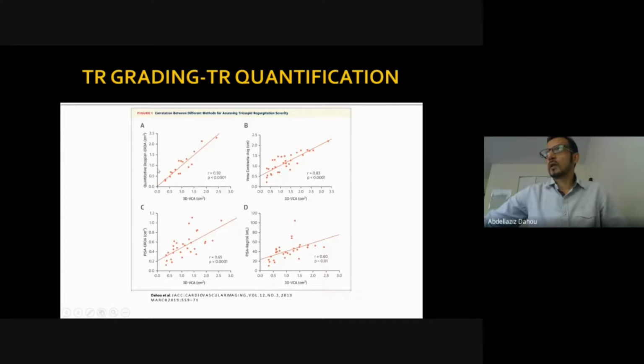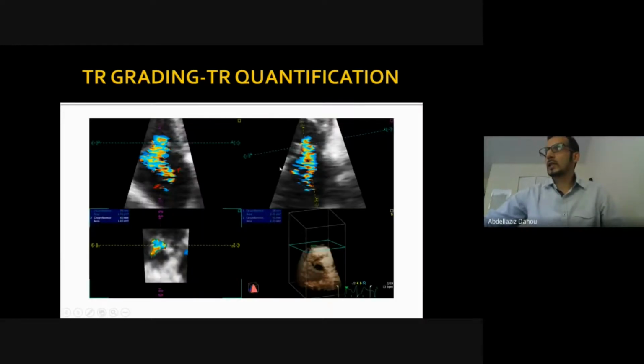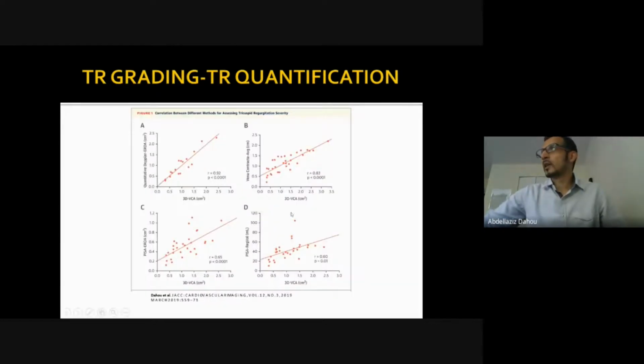Whereas we found the average of the two vena contractas. What we did is average the vena contracta from this view and this view. Let's say this is 10 and this is 5, the sum is 15, the average is 7.5 or 8, and this had much better correlation with the 3D than the PISA.